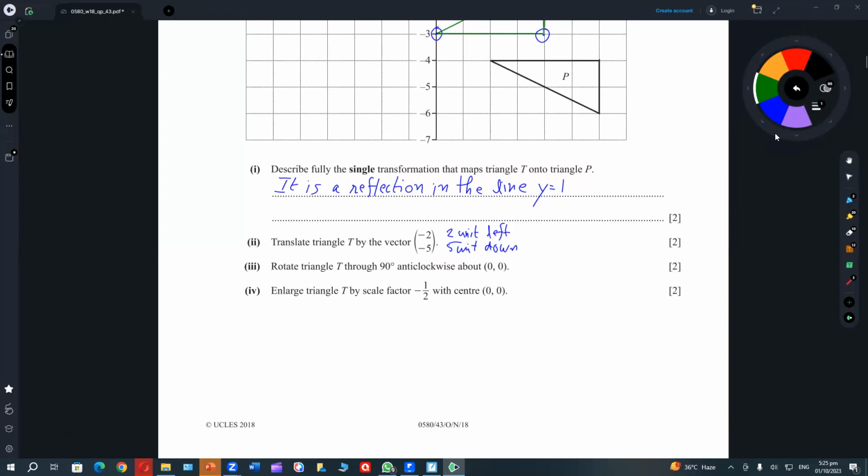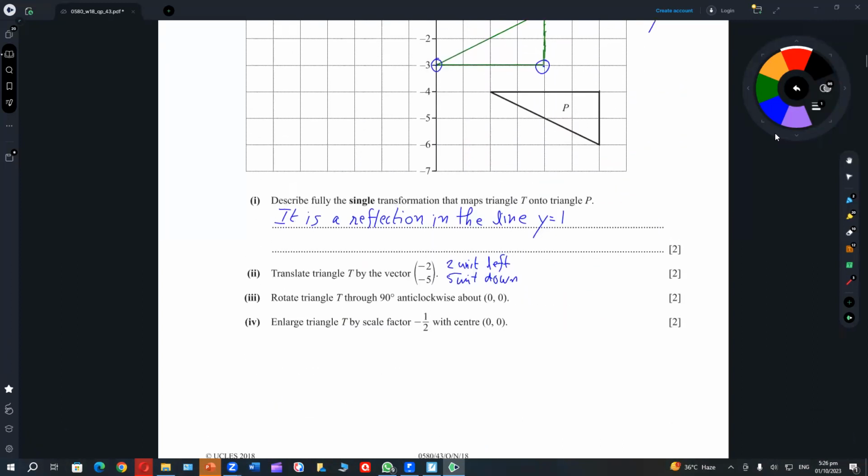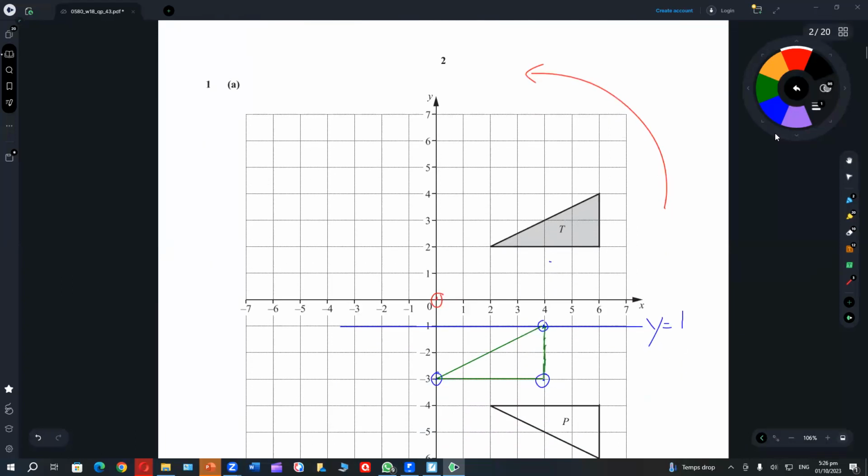By the way, for rotating 90 degrees anti-clockwise, we can also use translucent paper, if you have practice on that, as in school. Personally, I think box counting is the best method, but if you are good at that, you can try it. The center is (0, 0), and you want to rotate triangle T through 90 degrees anti-clockwise. Anti-clockwise will be like this. Just counting the boxes is very simple: count the boxes and switch them.